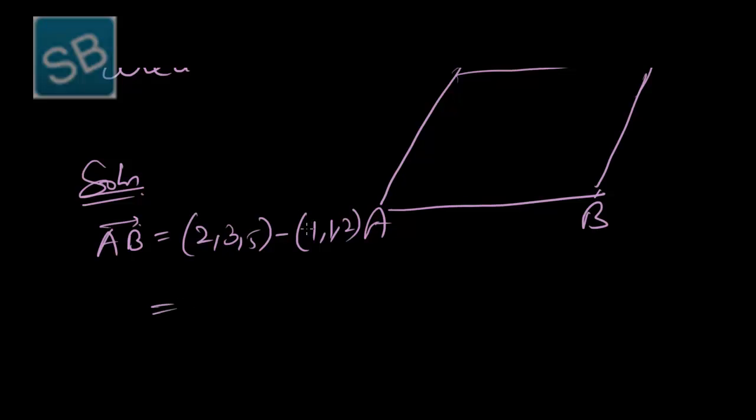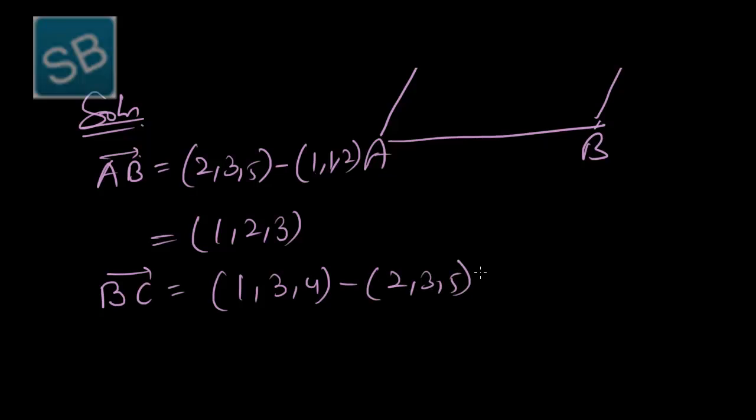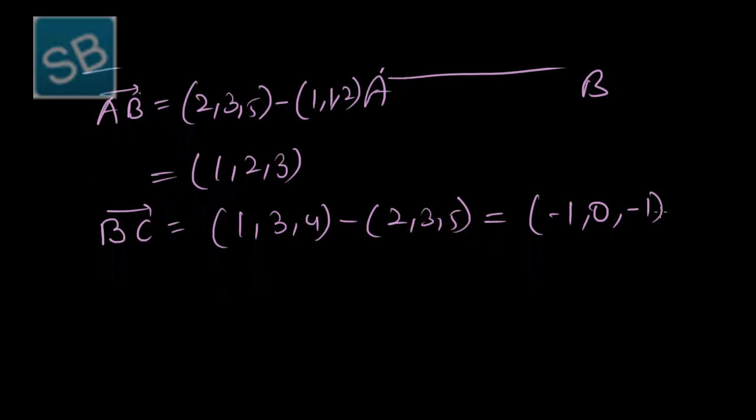AB, that is B minus A. Position vector of B minus position vector of A. So we get (1, 2, 3): 2 minus 1, 3 minus 1 and 5 minus 2. Similarly, we will get BC. Position vector of C is (1, 3, 4) minus position vector of B is (2, 3, 5). So we get (minus 1, 0, minus 1) as the position vector of line BC, that is a vector along BC. So we get two vectors along two adjacent sides of a parallelogram.